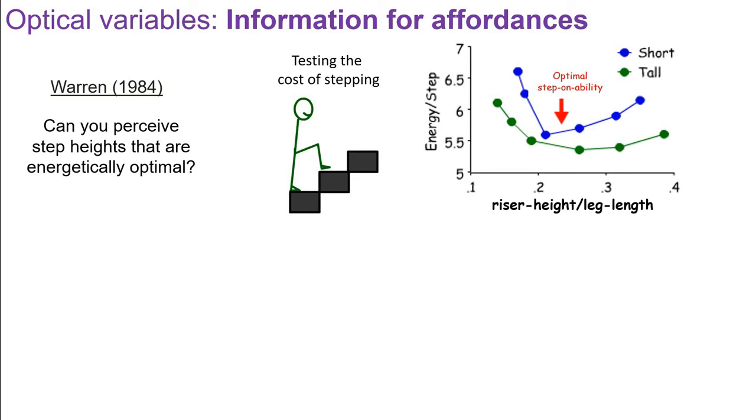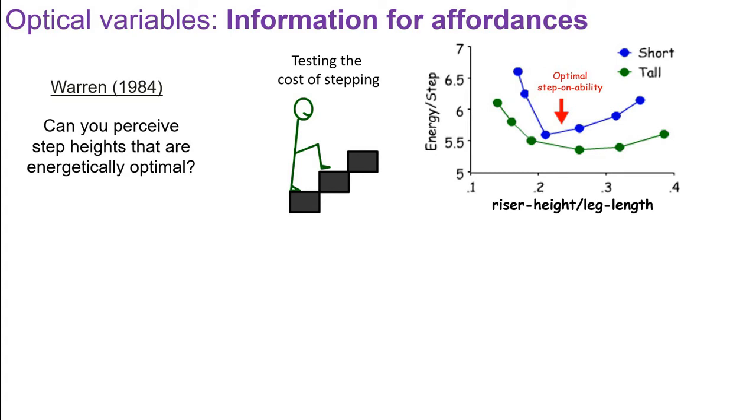Here we see the data for this experiment. The y-axis shows the energy per step, and the x-axis shows the height of the step being stepped on, divided by the leg length of the participant that was doing the stepping. Data points are shown for both shorter participants and taller participants. We can see the same pattern of results for both of these groups. Really short steps were more energetically costly, and really tall steps were more energetically costly.